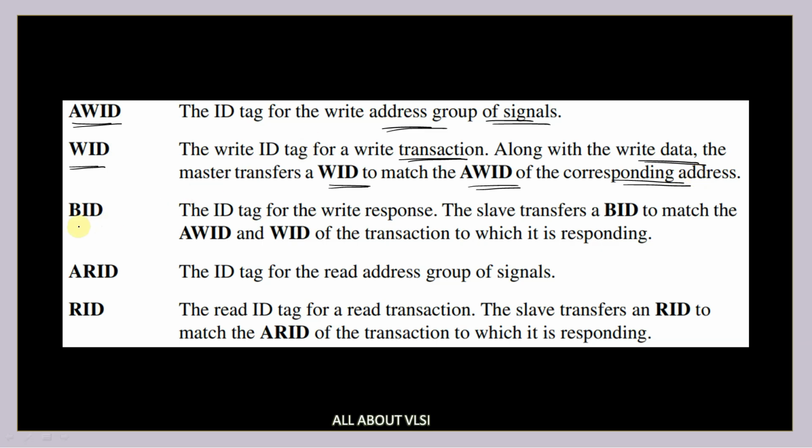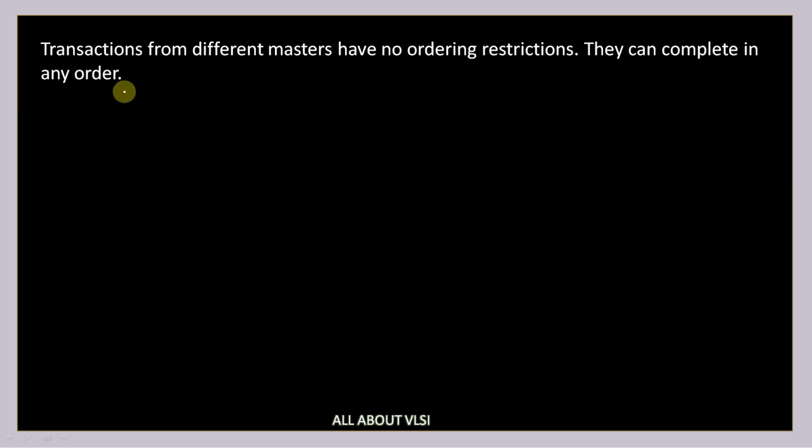And I have something known as BID. This is the ID tag for the write response. So the slave transfers a BID to match with the AWID and WID. And I have something known as ARID, the ID tag for the read address group of signals, and RID, this is the ID tag for the read transactions. Now let us see some of the rules which we have in the case of ordering.